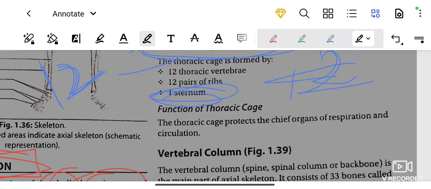Okay. The next function of the thoracic cage is that it protects the chief organs of respiration and circulation. In the thoracic cage we will find two types of systems, the respiratory system and the circulatory system. In the respiratory system we will see the protection of the lungs, and in the circulatory system we will see the heart.